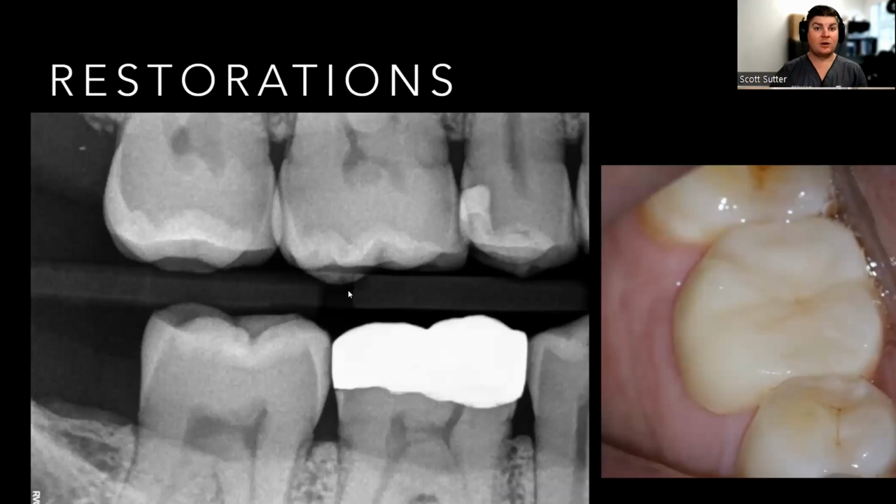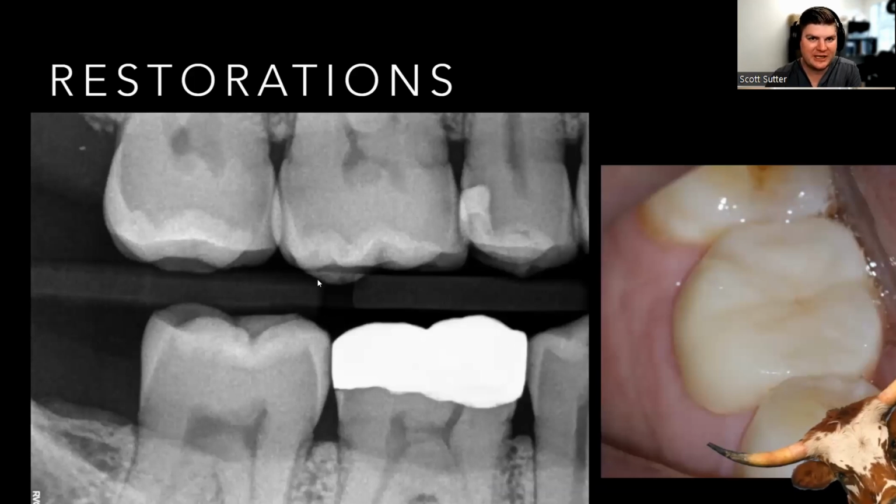Okay, restorations. This is the case I told you I was going to tell you about. Looking at that bite wing, what do you think the problem is? Cusp on number 3. Sorry? Occlusion? Yes. I mean, I did the research. I kind of helped you out here. Guess which cusp was causing the issue? This distal buccal one right here.